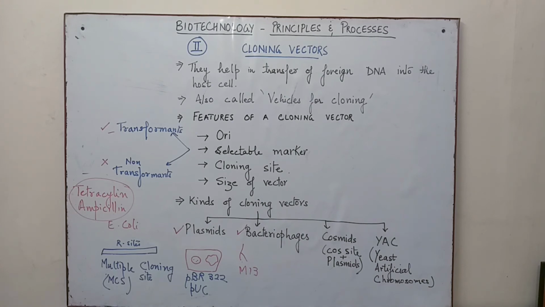Then we have certain plant and animal viral vectors also, like the viruses which specifically infect the plants and animals. They are manipulated to introduce the desired foreign DNA into the plant and animal cell. For example, TMV, tobacco mosaic virus. So these are the cloning vectors which are utilized to obtain the recombinant DNA for various advantages for human beings.